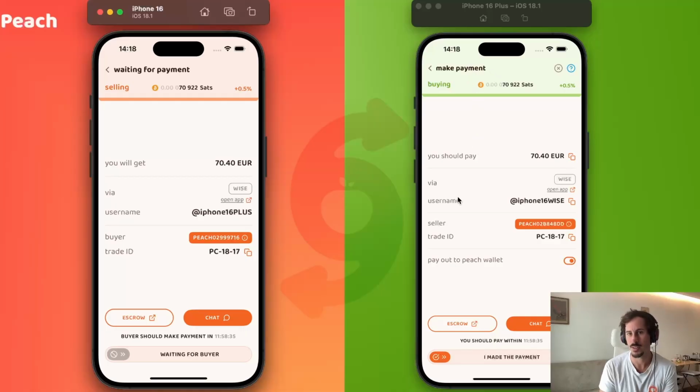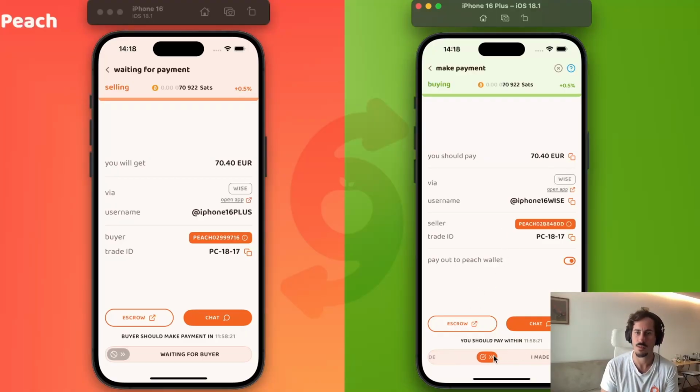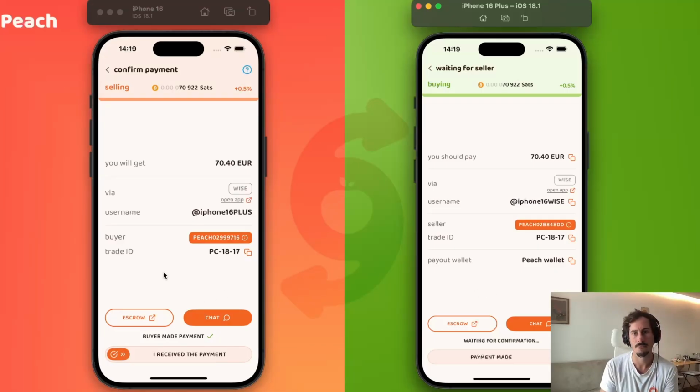So the buyer checks, okay, I need to send 70 euros and 40 cents via Wise to this username. So he opens the Wise app and does it. Okay, good. And then the seller, okay, buyer made the payment.